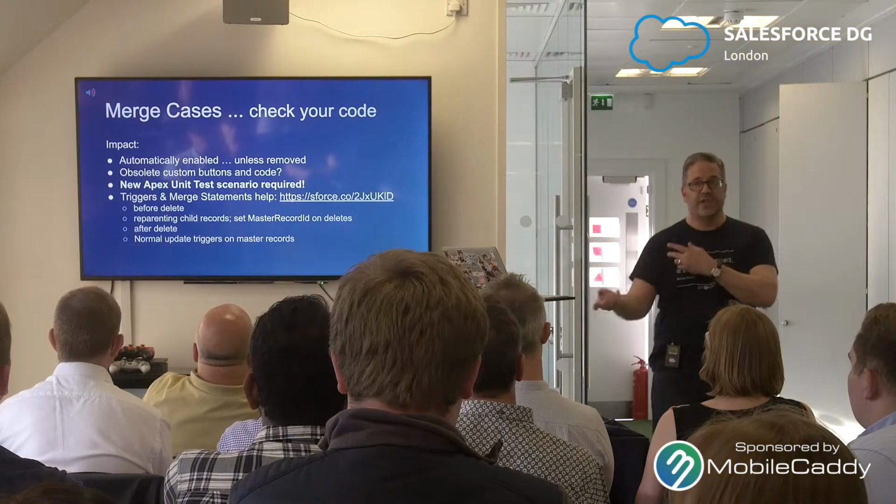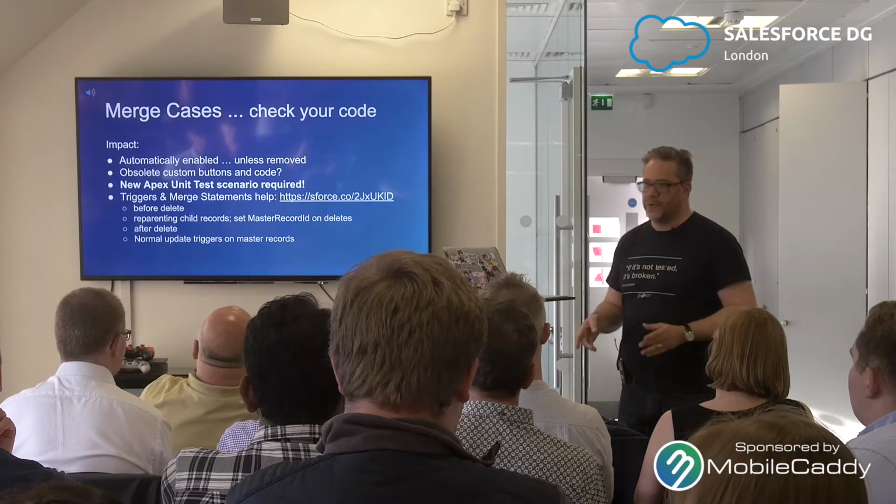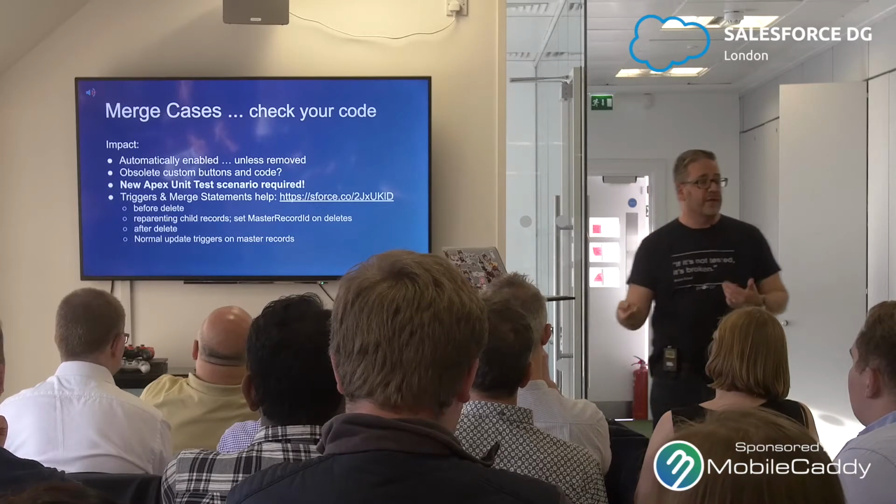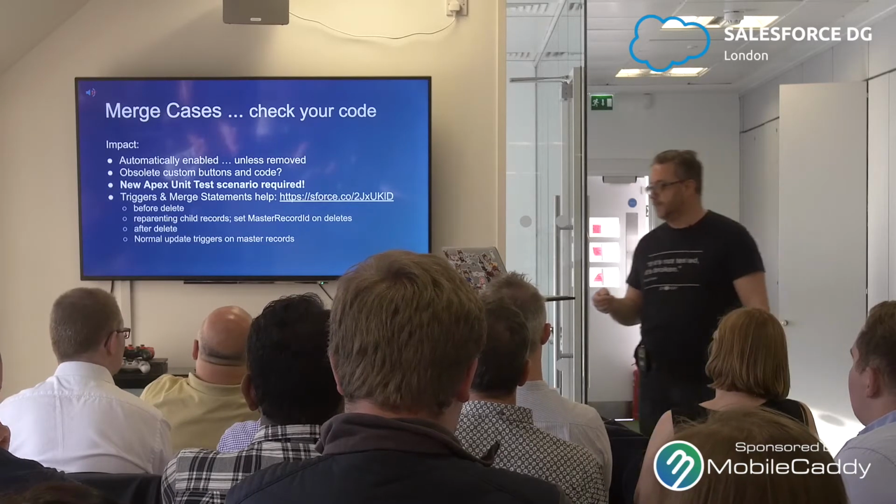It's a declarative change that's auto-enabled. That button will appear, well, it's appearing in sandboxes at least, and I assume it'll appear in production as well. So unless your admin removes it, your users will be able to start merging cases. You need to think, is your functionality still going to work? All those carefully crafted Apex classes, all that business logic, there's no way through, it's got to follow a correct process. Is that now going to break? Are you going to start doing things that you didn't expect?